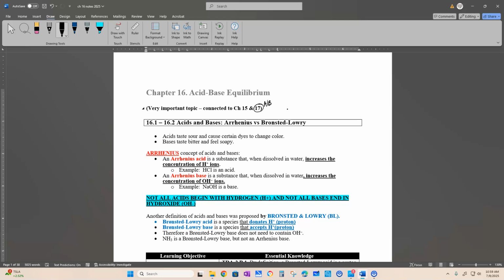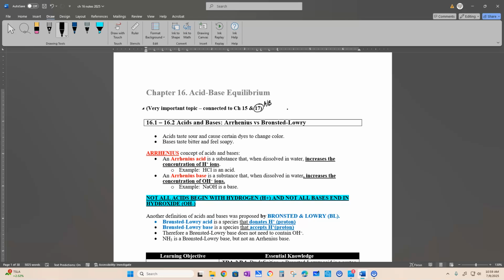So let's get started with 16.1 and 2. We have two very important definitions for acids and bases. One is after a scientist named Arrhenius, and the other one is Bronsted-Lowry. Some people call it Bronsted-Lowry. Both of them had two very distinct definitions of what makes an acid an acid and a base a base.